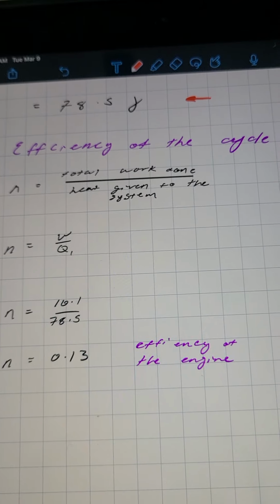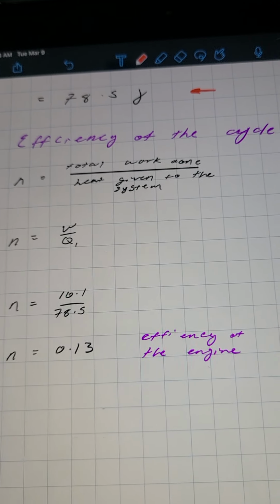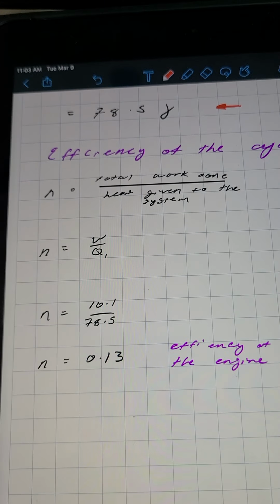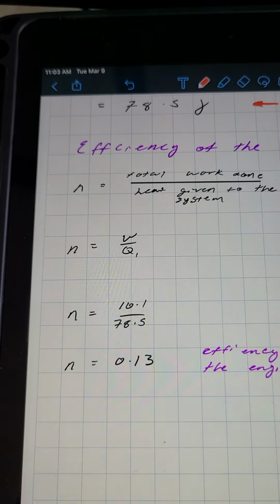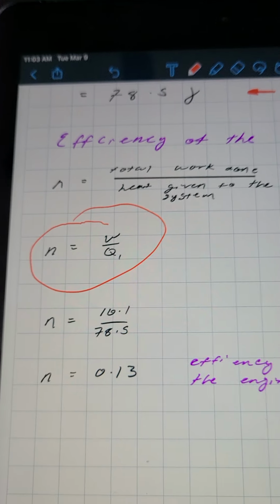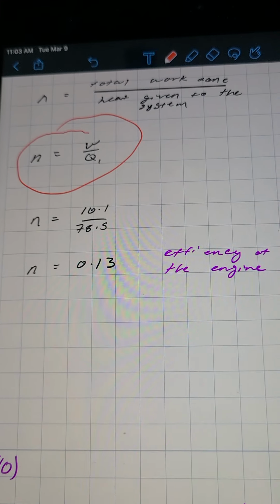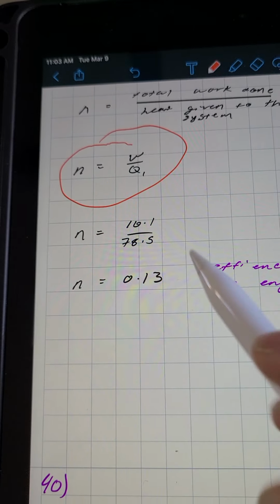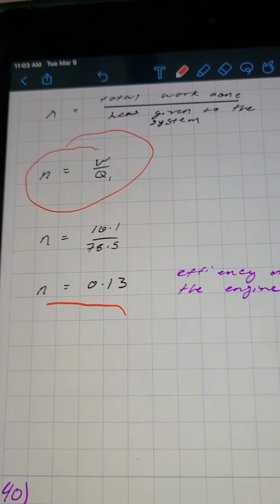And now we can calculate the efficiency of the cycle. So here's the equation. And again, this is just a simple plug and chug, which we ended up getting that answer there.